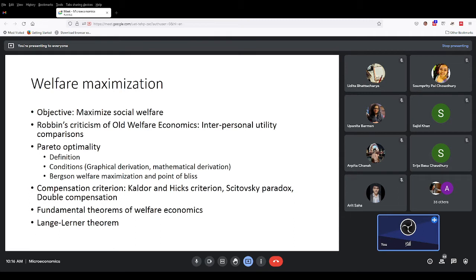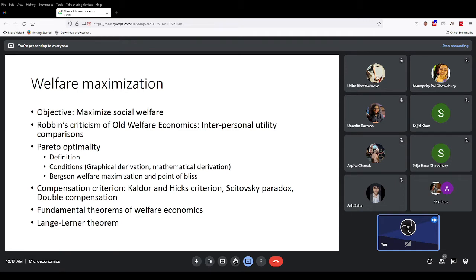Now, the old welfare economics, by which we are referring to that of Pigou and others, or even earlier, Bentham, for instance. One of the assumptions was that interpersonal utility comparisons could be possible. So that means I can compare your utility with my utility and say that, okay, I'm getting 5 units of utility, you're getting 2 units of utility, so I'm better off than you are. For policy making also, this becomes very easy.